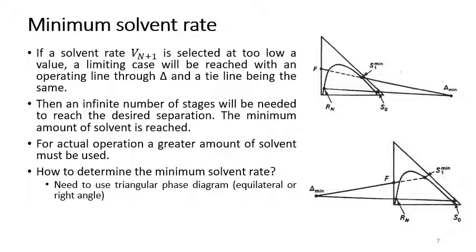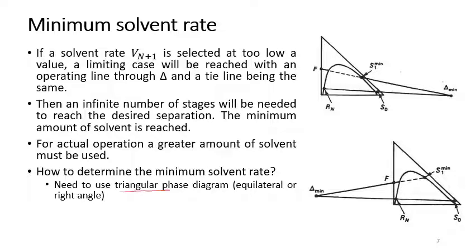So now for actual operation, for the actual solvent flow rate, we need to multiply the minimum solvent flow rate by some factor. For example, just like in absorption and stripping, if you have found the minimum gas or liquid flow rate, then for the actual flow rate, you have to multiply by 1.2, 1.5 to get the optimum flow rates. Okay, so now here we want to determine the minimum solvent flow rate.